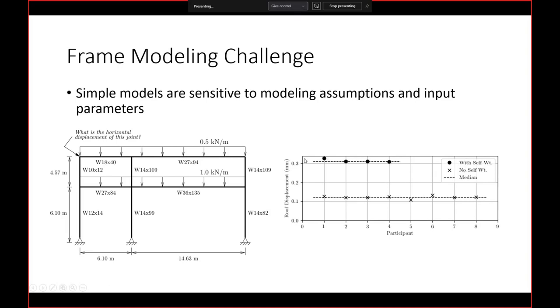You can get pretty different results because these are not very high loads, so the self weight matters. It doesn't always matter that much, but for this particular loading, whether or not you included self weight mattered. But even among eight people, pretty much the same response with small differences in results for roof displacement. This is without self weight, and then with self weight for people who used the self weight. Pretty good results, but still, the response is sensitive to modeling assumptions.